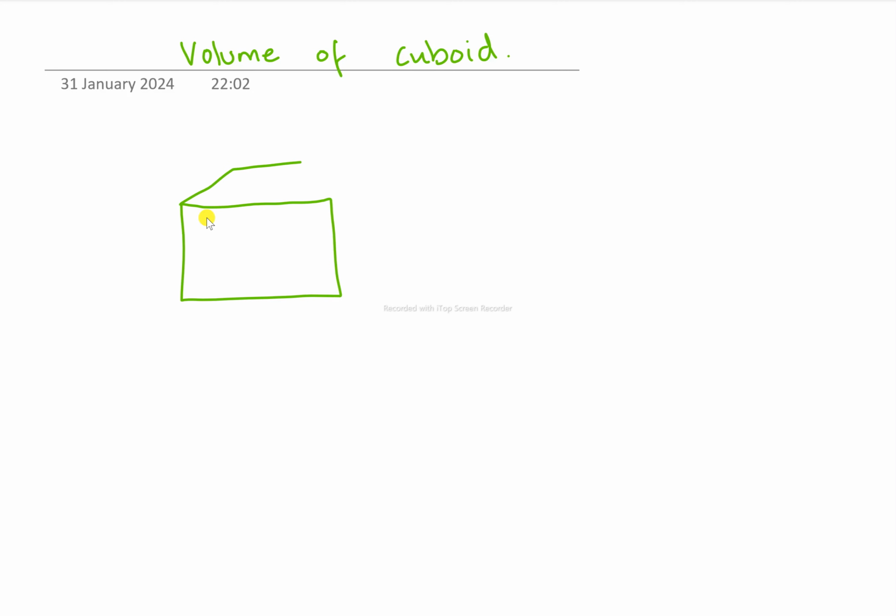Right, we're looking at the area, or not area, the volume of a cuboid. So there's a cuboid. Let's make this 10 meters, 2 meters, 3 meters.